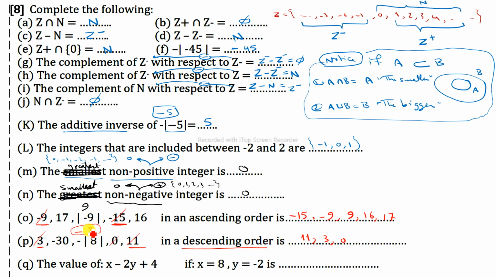Here we have negative 8 and negative 30. What is the greatest, negative 8 or negative 30? Okay, negative 8 is the greatest, and the last one, negative 30, is the smallest number.